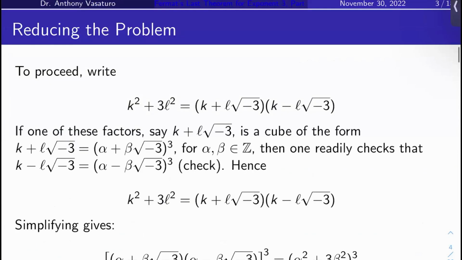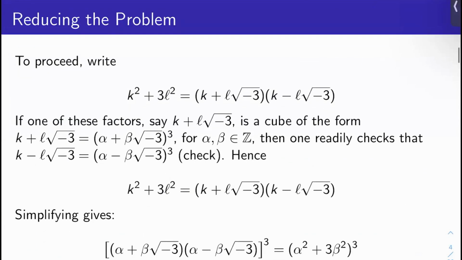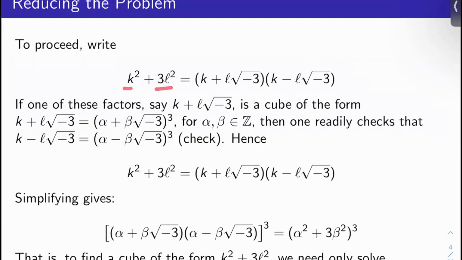So let's reduce the problem. Let's notice the following. You can write k squared plus 3l squared as k plus l times root negative 3 times k minus l times root negative 3. If one of these two factors here, let's say k plus l root negative 3, is a cube of the form k plus l times root negative 3 equals alpha plus beta times root negative 3 cubed for alpha and beta integers, then it's very easy to check, and I advise that you do so, that k minus l root negative 3 is alpha minus beta root negative 3 cubed.